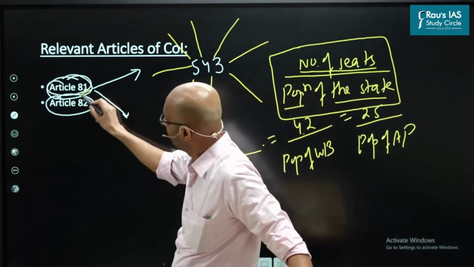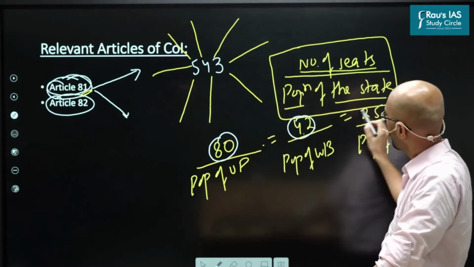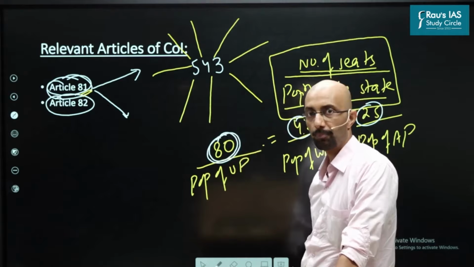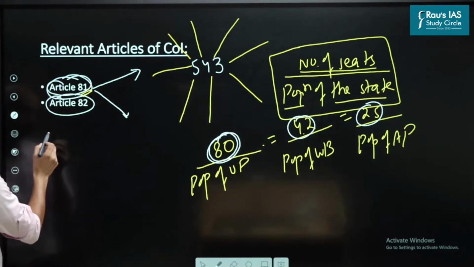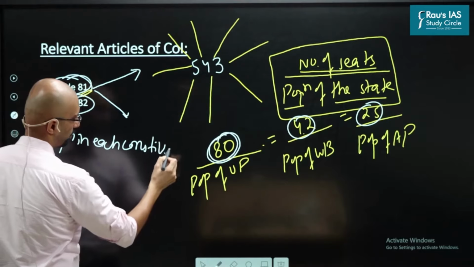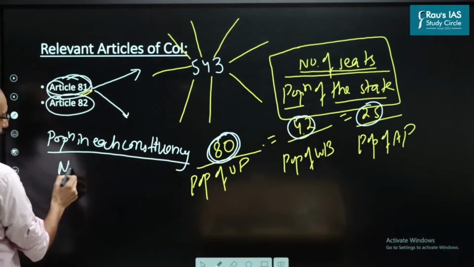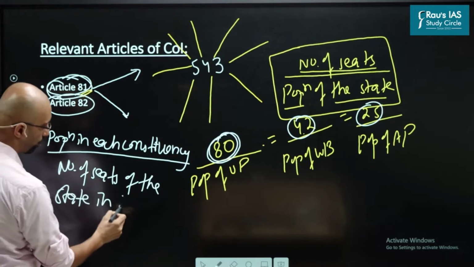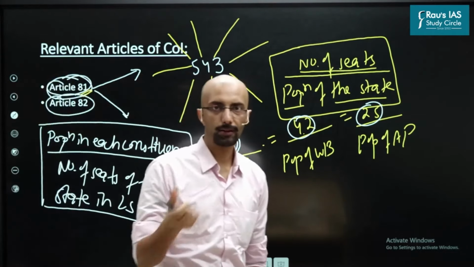The second step in Article 81 of the Constitution is whatever number of seats have been allotted to every state and UT, we have to now divide that state into the same number of territorial constituencies in such a manner that, as nearly as practicable, the ratio, what is that ratio? The ratio is population in each constituency divided by number of seats of the state in Lok Sabha. This ratio should be the same for each territorial constituency as far as practicable. Again, the same phrase, as far as practicable.